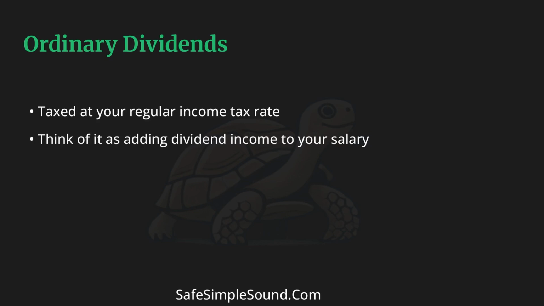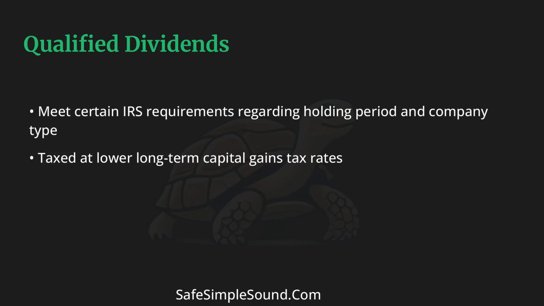Ordinary dividends are, well, the more common type, and they're generally taxed at your regular income tax rate. Think of it like adding that dividend income on top of your salary or other earnings. It gets taxed in the same bracket. But then we have qualified dividends. These are special. To be qualified, the dividends need to meet certain requirements set by the IRS. Things like how long you held the stock and the type of company paying the dividend.